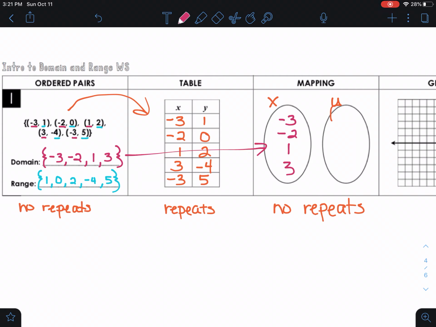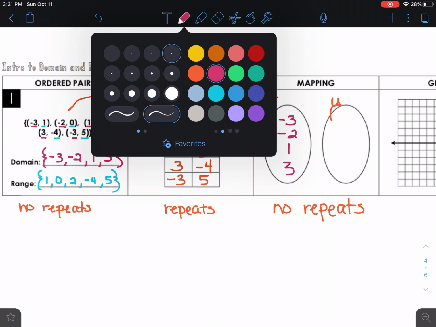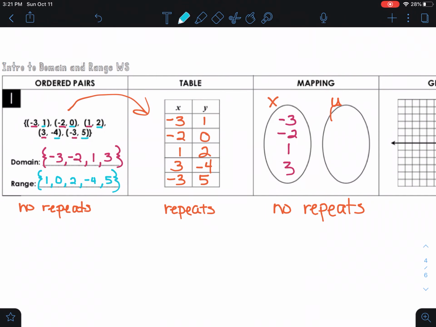So I'm just taking these values and putting them right here, like that. Okay? And then you're going to put the y values, hopefully that makes sense. You're going to take the y values from this range and put them here so then you don't have any repeats. Okay? So let's do that. 1, 0, 2, -4, and 5.